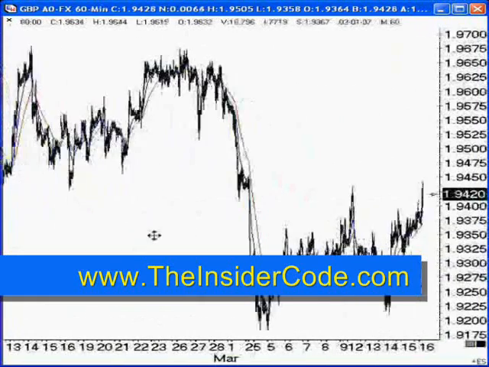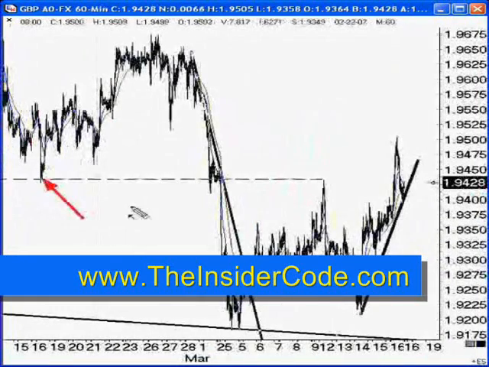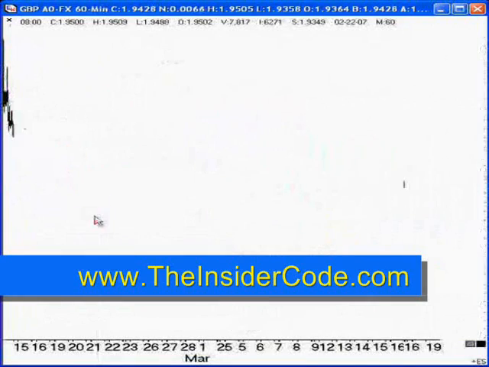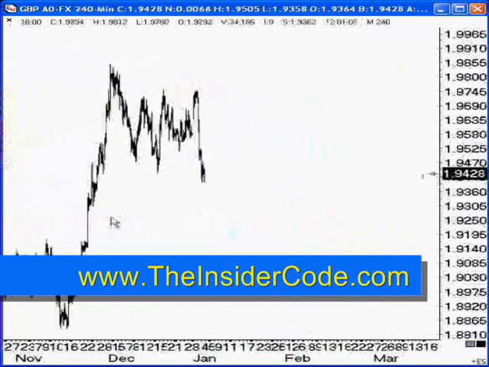I couldn't see that. I just drew the thing. Okay, I admit I could see that one. But look at this. I drew a horizontal line off of this high. Look at this. We had consolidation there at this price area. Here. Now let's go up to a 4-hour bar.